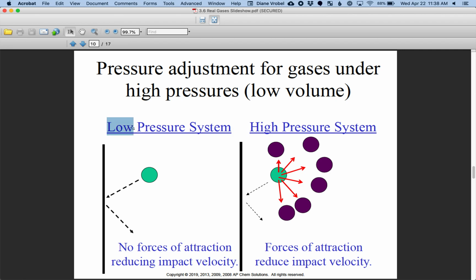So notice low pressure, there's very few particles that are in close proximity with each other. And as a result of it, there's no reduction in the impact that a molecule has with the container or its neighbors. However, the moment you have a high pressure system and you have a particle that's in close proximity with other gas particles, now we're starting to reduce the amount of velocity that is occurring with those gas particles.